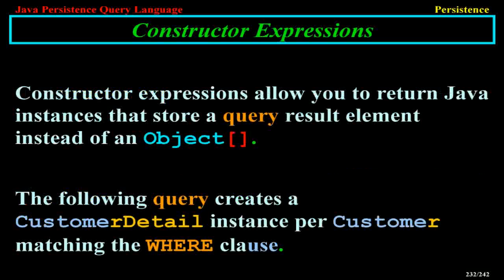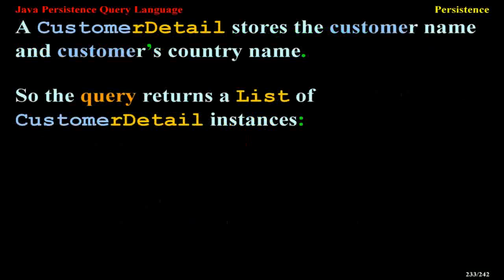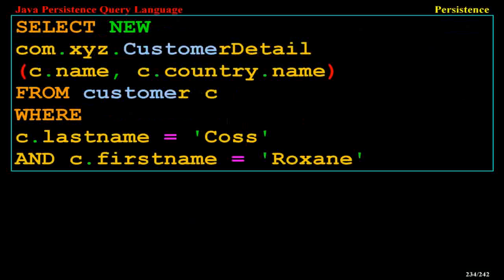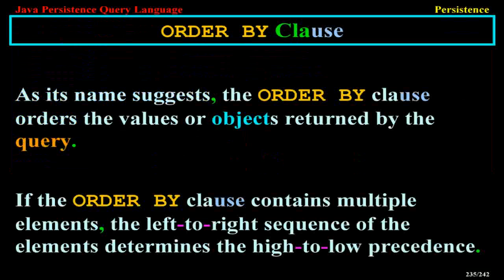Constructor expressions. Constructor expressions allow you to return Java instances that store a query result element instead of an Object[]. The following query creates a CustomerDetail instance per Customer matching the WHERE clause. A CustomerDetail stores the customer name and customer's country name. So the query returns a List of CustomerDetail instances. SELECT NEW com.xyz.CustomerDetail(c.name, c.country.name) FROM customer c WHERE c.lastname = 'Coss' AND c.firstname = 'Roxanne'.